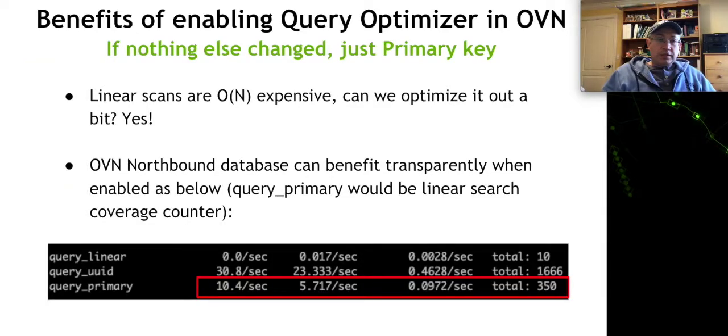And so on this slide, I wanted to demonstrate that, hey, linear scans are avoided, right? But how much do we actually see the benefit? Well, it's quite a bit, even though this is a very small database, by the way. Even though the number is significantly lower than for UUID-based queries, we still see it's a significant number, right?